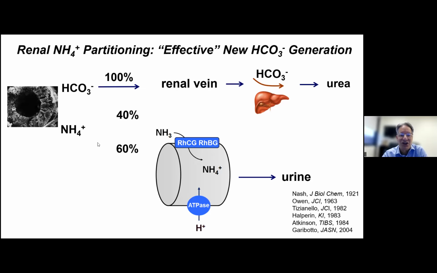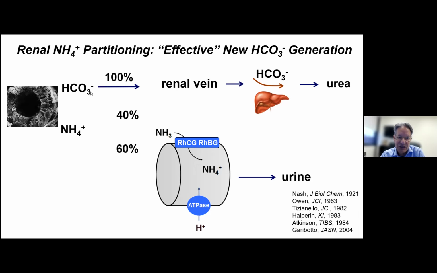You might ask, why doesn't it all end up in the urine? Why isn't it 100%? We'll talk about that another time. It probably is so that the kidney can regulate its partitioning depending on the acid-base status and what it needs to do biochemically and physiologically for your acid-base balance.